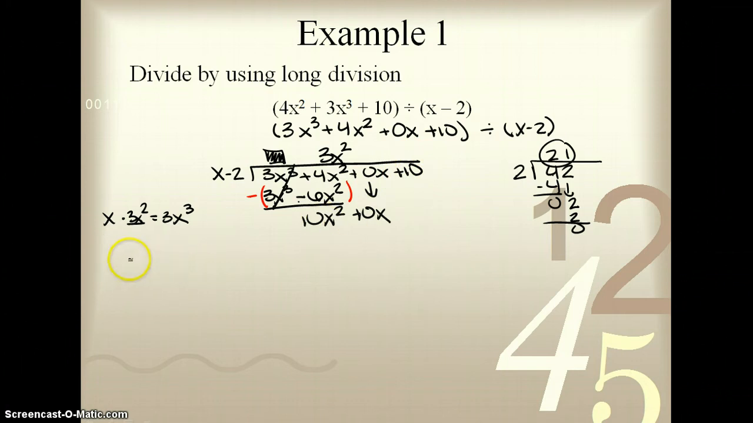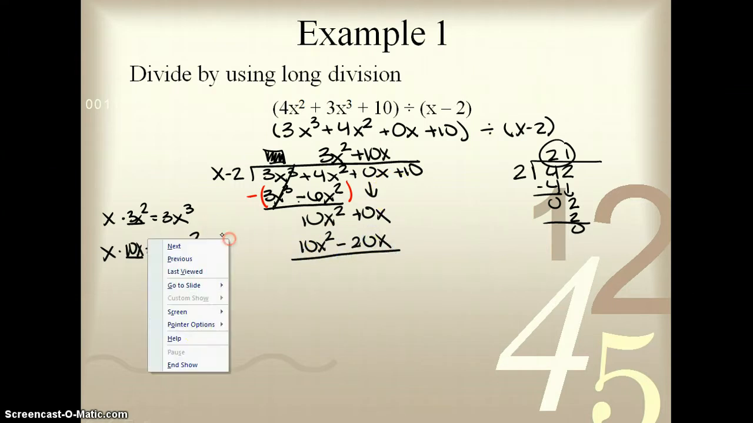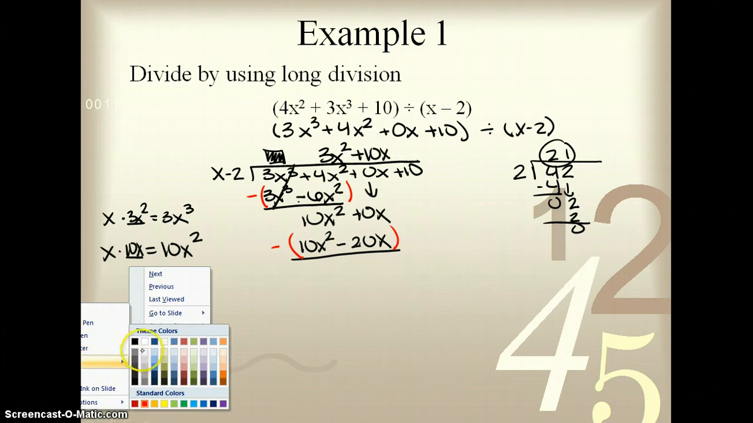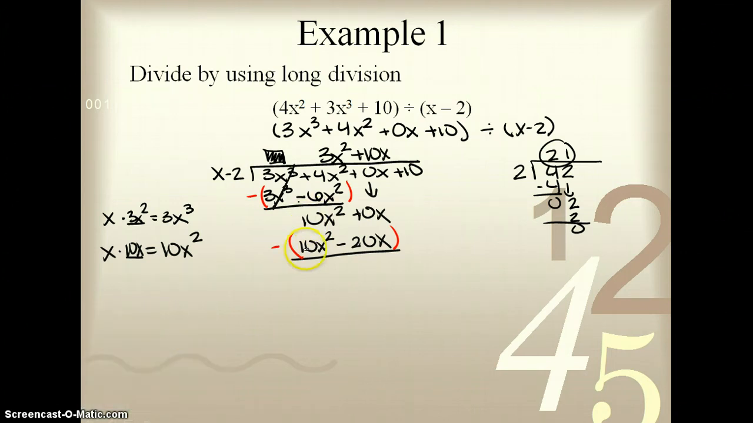From here, x times what is equal to 10x squared? The answer to that would be 10x, so our next number is going to be plus 10x. So 10x times x is 10x squared. 10x times the negative 2 is negative 20x, and then again draw the line. The next is you use subtraction in order to cancel out that term correctly. So 10x squared minus 10x squared, those cancel out. 0 minus a negative 20x becomes a positive 20x. Again, carry down your 10, so plus 10.